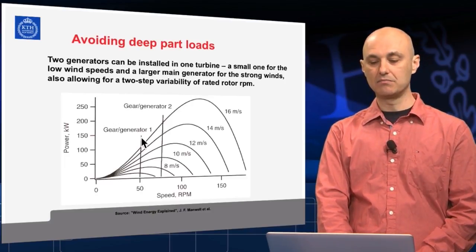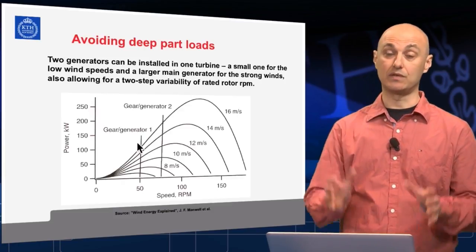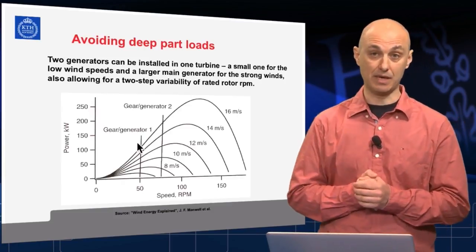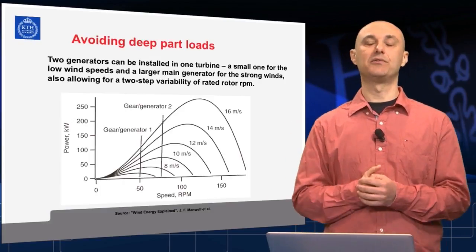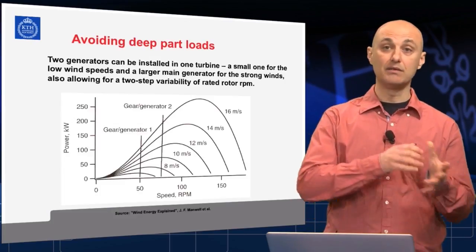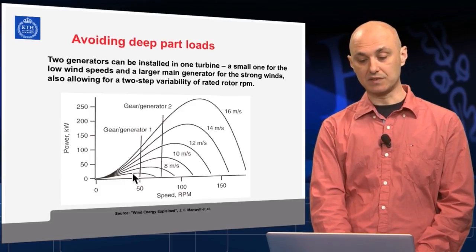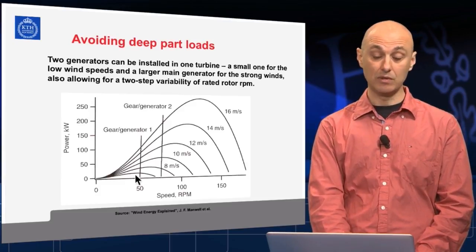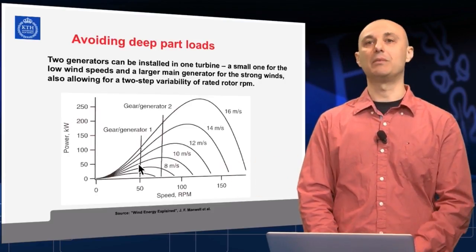The small one has a larger number of pole pairs. It is able to rotate at lower RPM and allows the wind rotor also to rotate at lower RPM, which is better for the low wind speeds. So at wind speeds of 6 meters per second and below, the rotor and the small generator are very well matched.